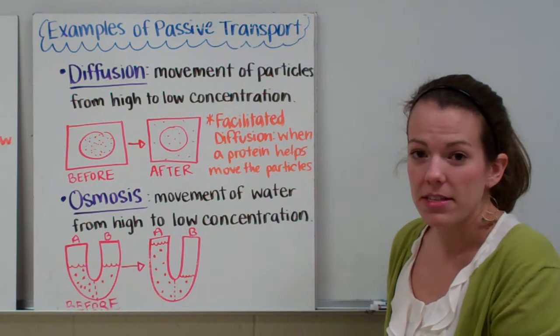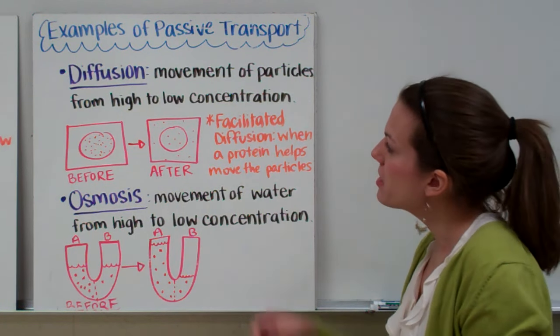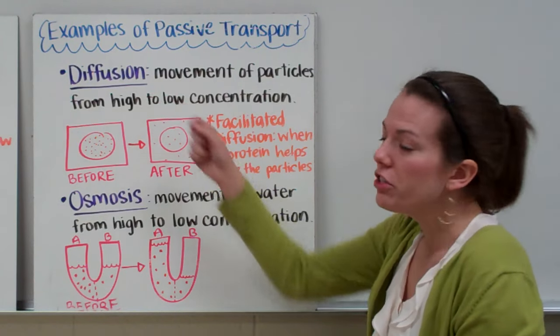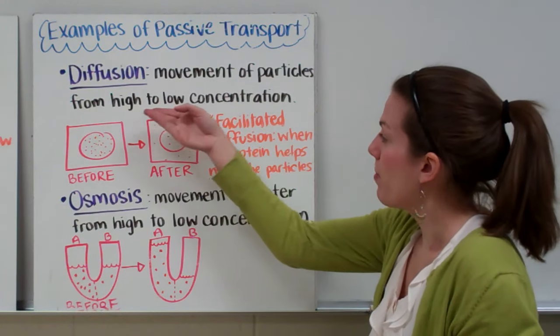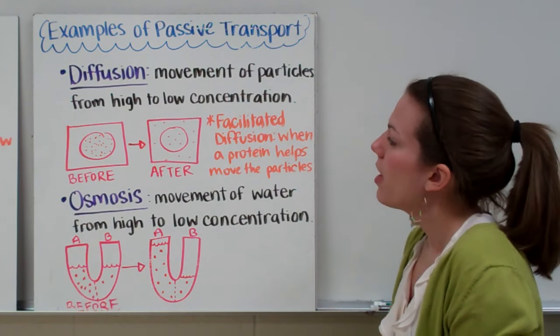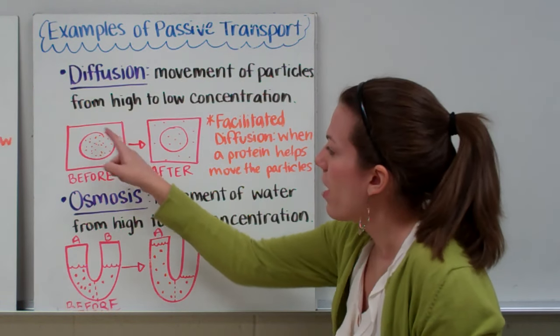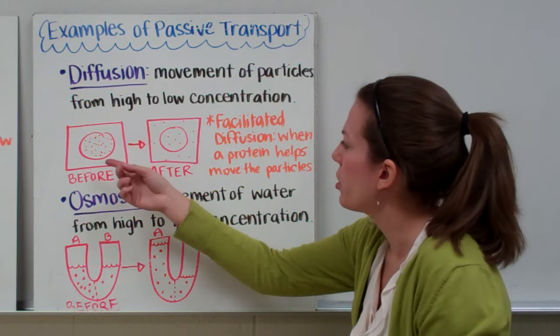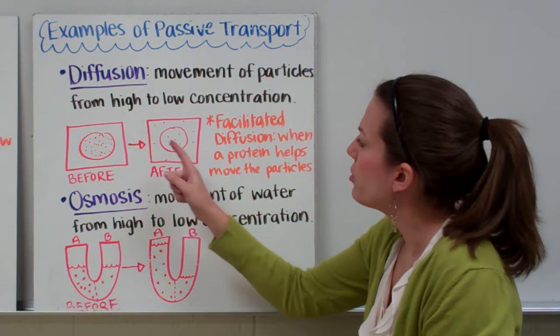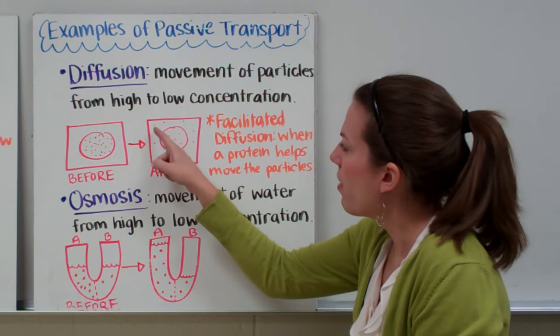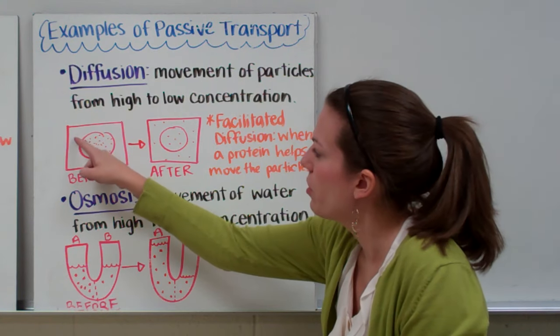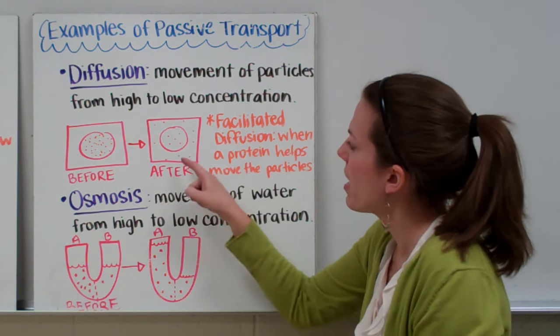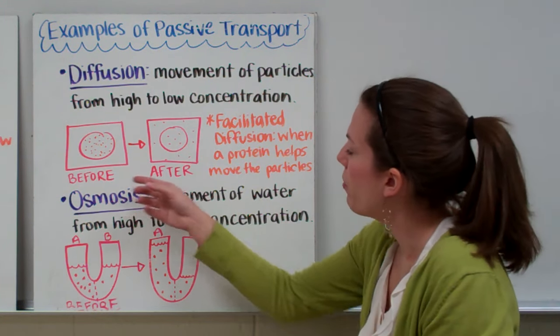Alright, now let's look at some examples of passive transport. Our first example is diffusion. Diffusion is the movement of particles from high to low concentrations. As we can see in this example, we have a cell that is highly concentrated with, let's say, salt or sugar. And then after diffusion, some of those particles have moved out of the cell from this high concentration to the low concentration. So we now have particles outside the cell. So we have our before and after.